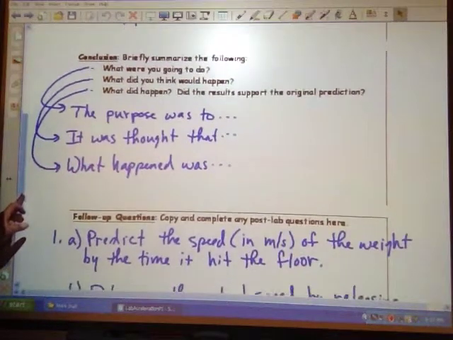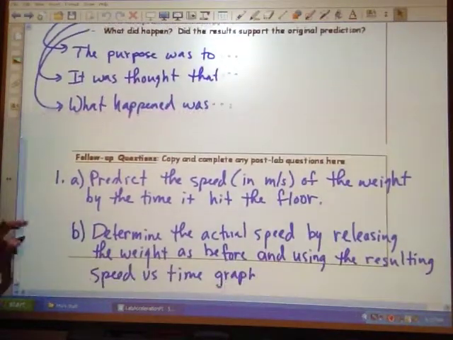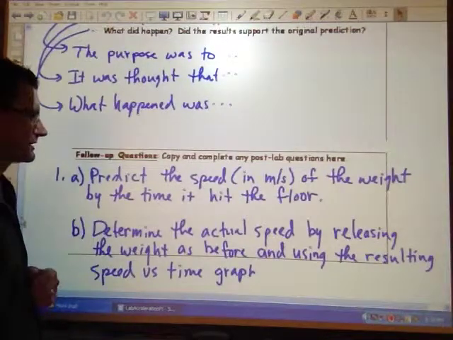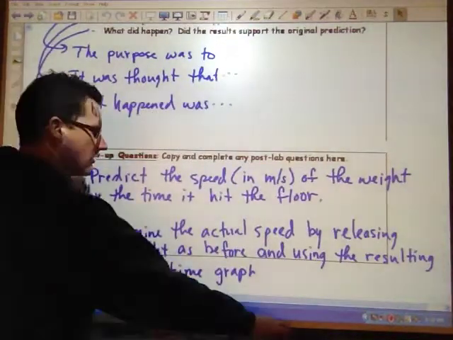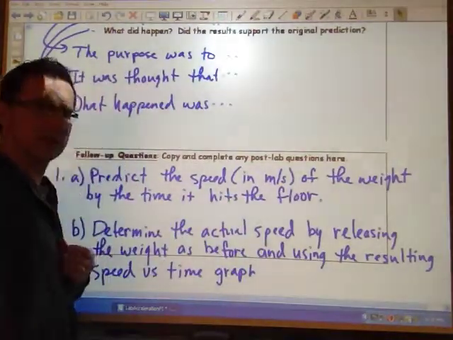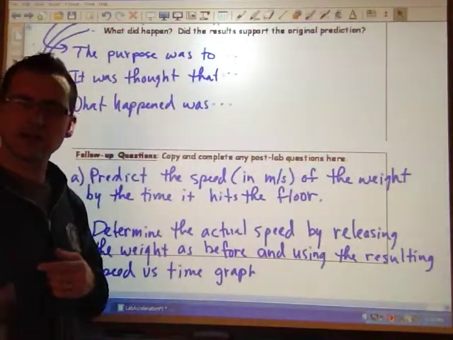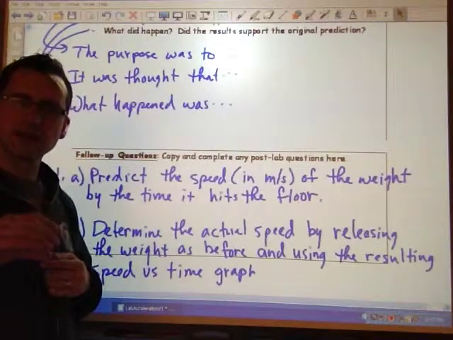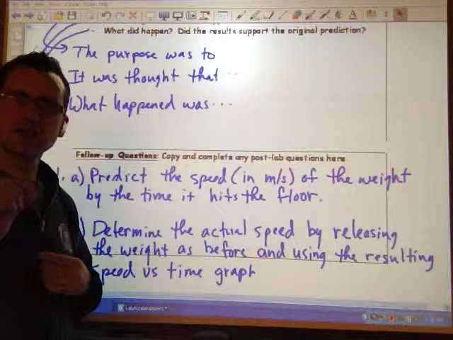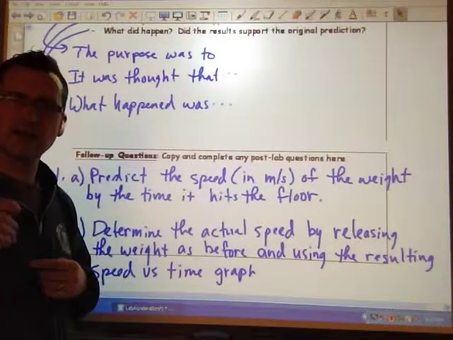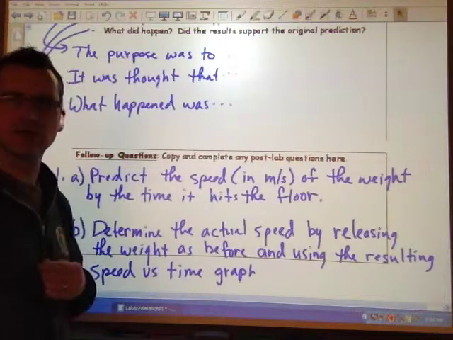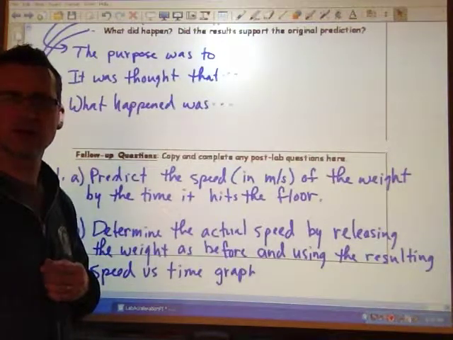And then lastly, two questions here. Predict the speed in meters per second of the weight by the time it hits the floor. So by the time that weight hits the floor, how fast is it going? How many meters per second is it going? So you'll likely have to redo the lab and just easily get a speed versus time graph, and then look at the particular part on that graph which represents when that weight has reached the bottom of the 2x4.